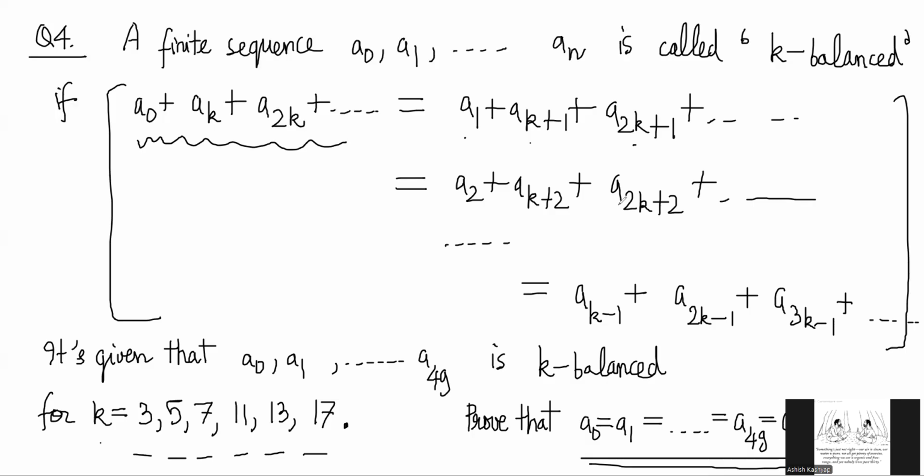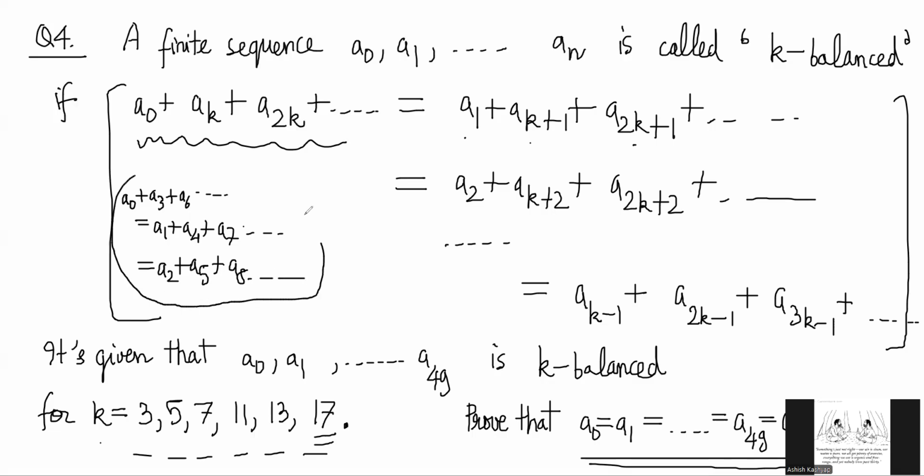The given sequence of 50 terms is K-balanced. Basically, it is 3 balanced, 5 balanced, 7 balanced, and so on till 17. 3 balanced would mean A0 plus A3 plus A6 is equal to A1 plus A4 plus A7 is equal to A2 plus A5 and so on. That is the meaning of being 3 balanced. Similarly, you can write down what 5 balanced means and so on.